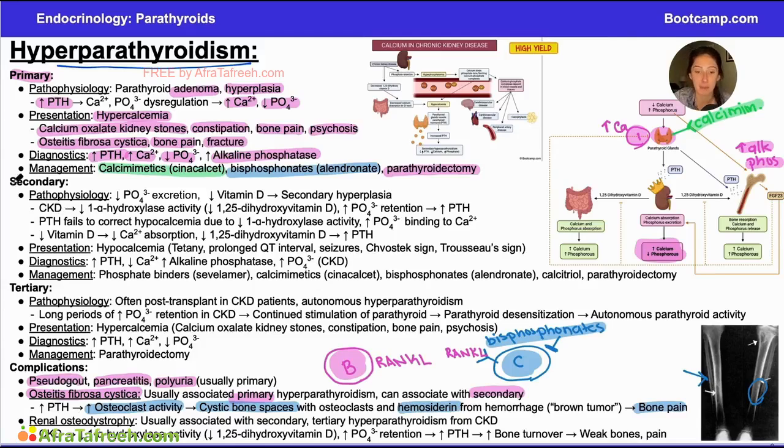So that's primary hyperparathyroidism. Secondary hyperparathyroidism is going to be a little bit different in that it isn't acting at the level of the gland. It is a secondary process that is acting at the level of the end organ. And at these end organs, we are going to have something like decreased phosphate excretion or decreased vitamin D that is going to lead to secondary hyperplasia of our gland. So basically, these guys down here are not doing their job, and because they're not doing their job, they're not exerting any negative feedback on our parathyroid gland.